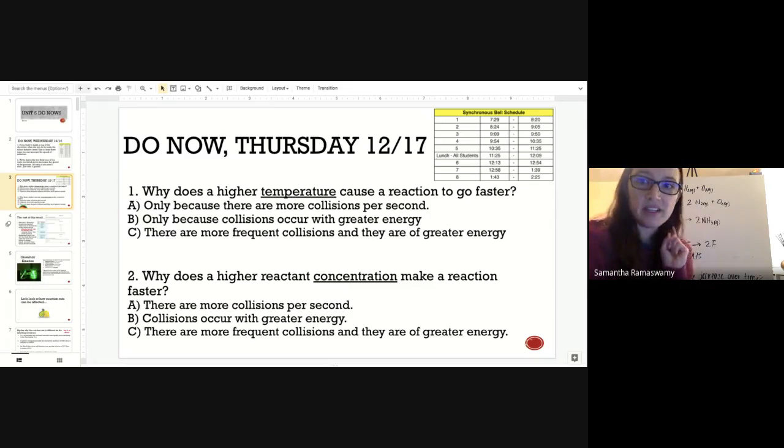So number 1 is C, number 2 is A. That's actually all for the do now today, just 2 multiple choice questions. Again, just in case you missed it, number 1 is C, number 2 is A.